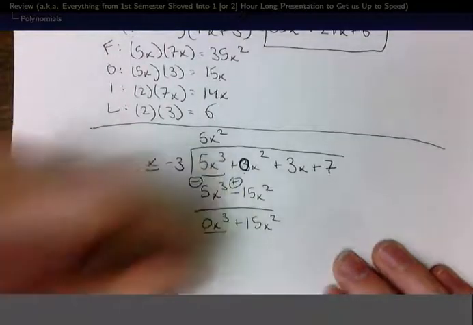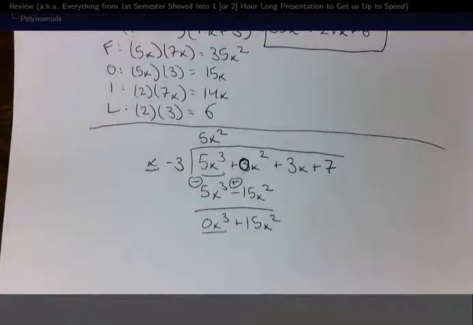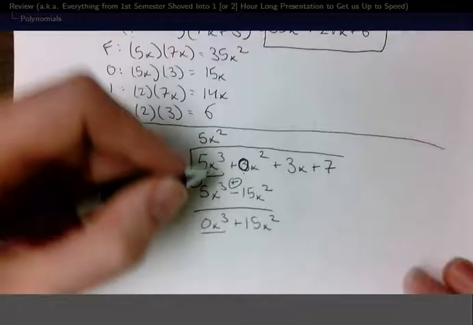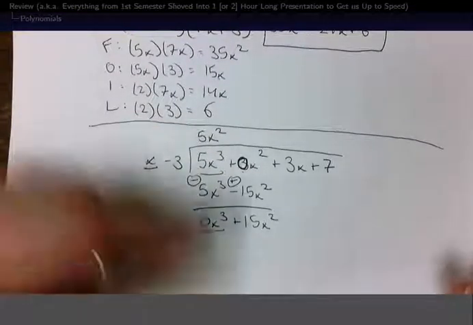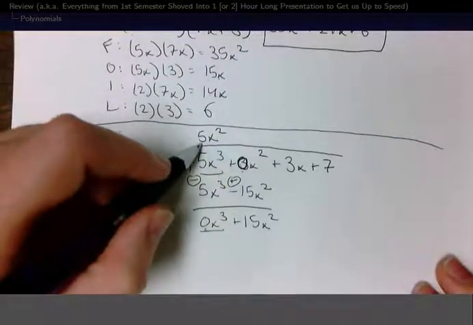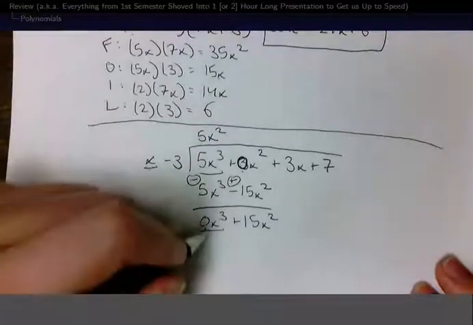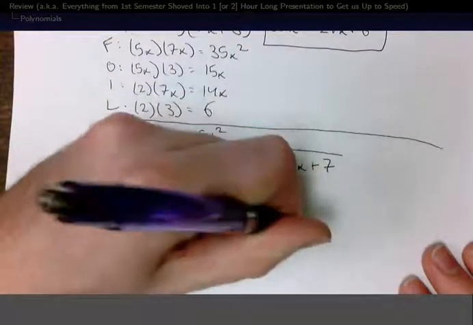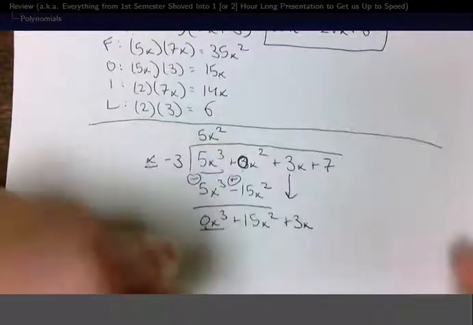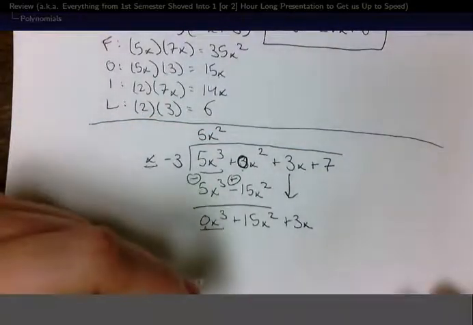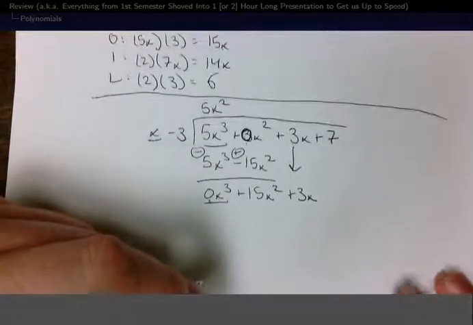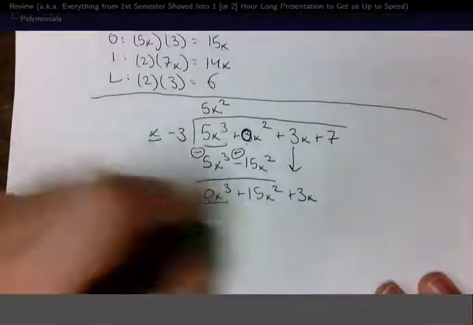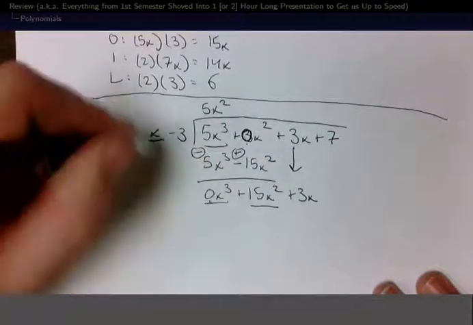And we should always get a 0 as our first term at this point after this step. If you don't end up with 0 here, you should probably go make sure that you chose the right number up top, because you should always end up with a 0 there. And then this 3x is going to come along down for the ride. And then we just repeat the process as long as we can here. So I'm just going to look at these two leading terms.